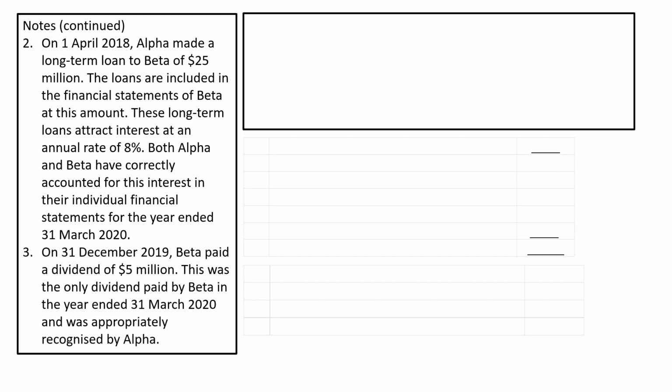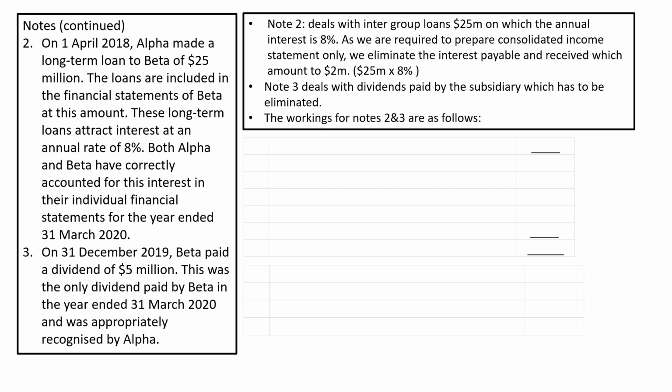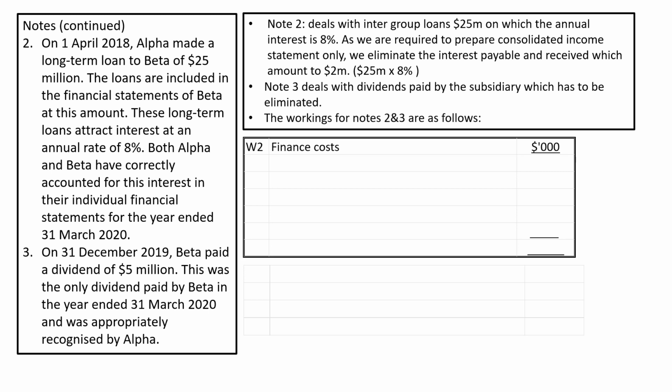We'll now look at notes 2 and 3. Note 2 deals with intergroup loans of 25 million on which the annual interest is 8%. As we are required to prepare the consolidated income statement only, we eliminate the interest payable and received, which amounts to 2 million. Note 3 deals with dividend paid by the subsidiary, which also has to be eliminated. So let's see our workings for notes 2 and 3 are as follows.